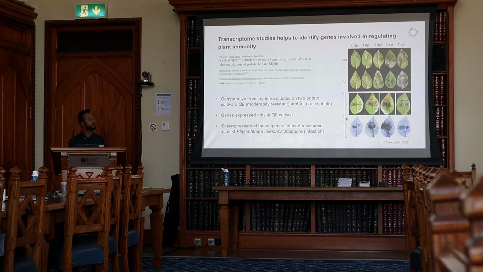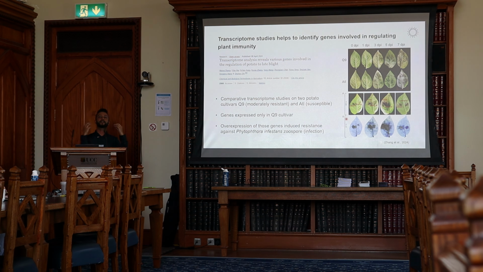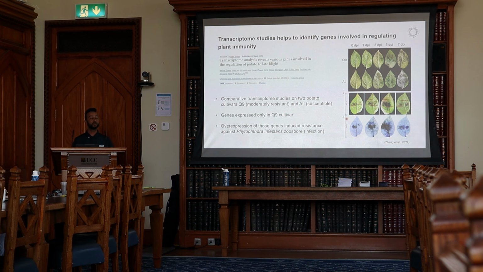To validate that, those genes were overexpressed in the susceptible potato plant, and after overexpressing them, the pathogen was inoculated there. There was a combat between the potential resistant gene and the pathogen, and there was a hypersensitive response or cell death that helped to inhibit the infection. That's how it is confirmed, okay, this gene might be the resistant gene. Once we know these genes might be potential resistant genes, we can integrate them into the susceptible plant to control the disease.